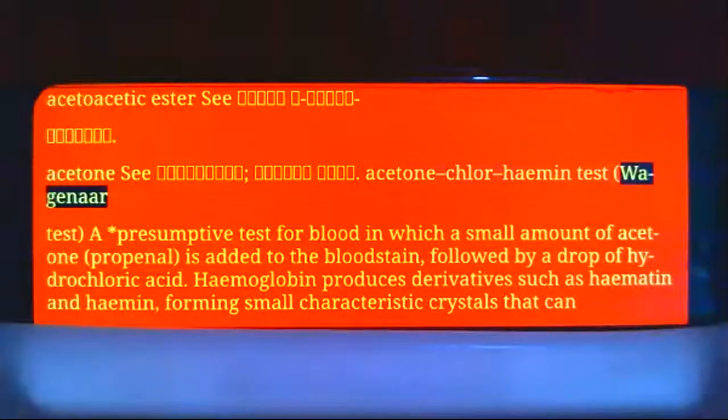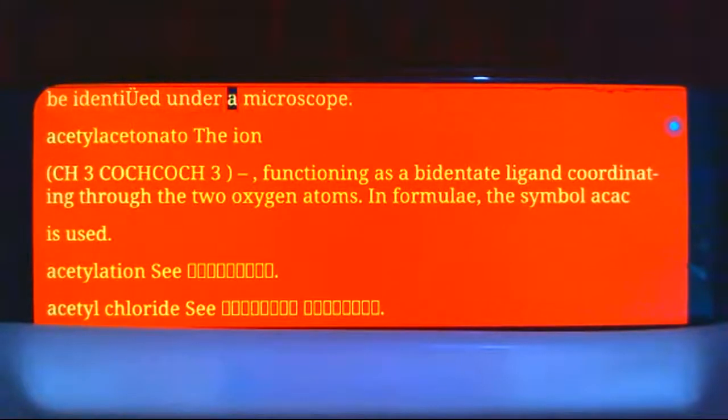Acetone chlorhemin test, Wiedenauer test: a presumptive test for blood in which a small amount of acetone is added to the blood stain, followed by a drop of hydrochloric acid. Hemoglobin produces derivatives such as hematin and hemin, forming small characteristic crystals that can be identified under a microscope. Acetylacetonate, the iron.